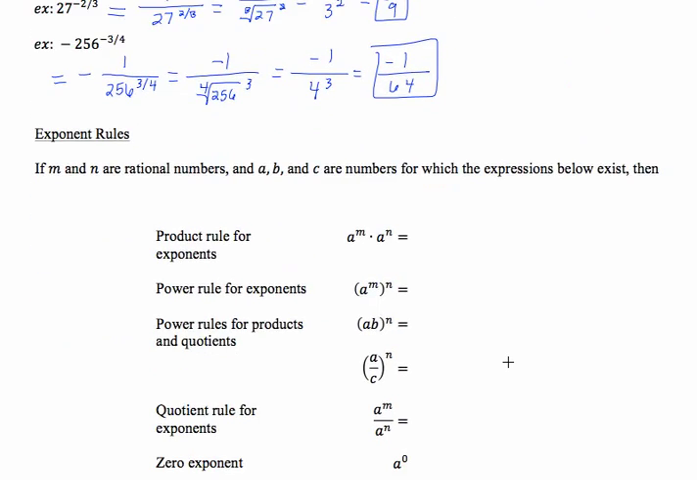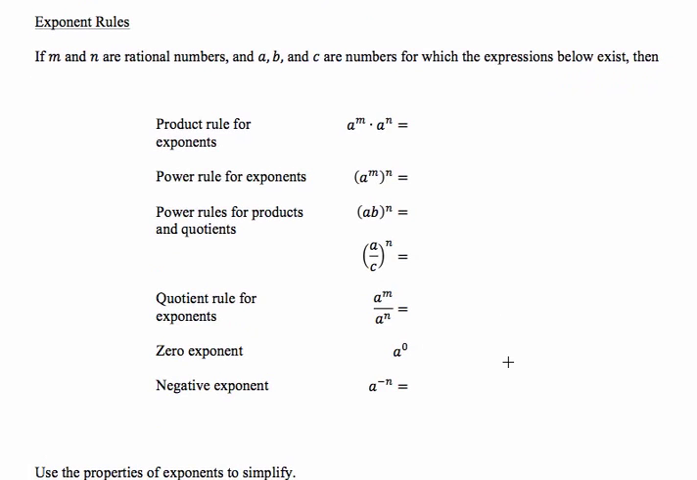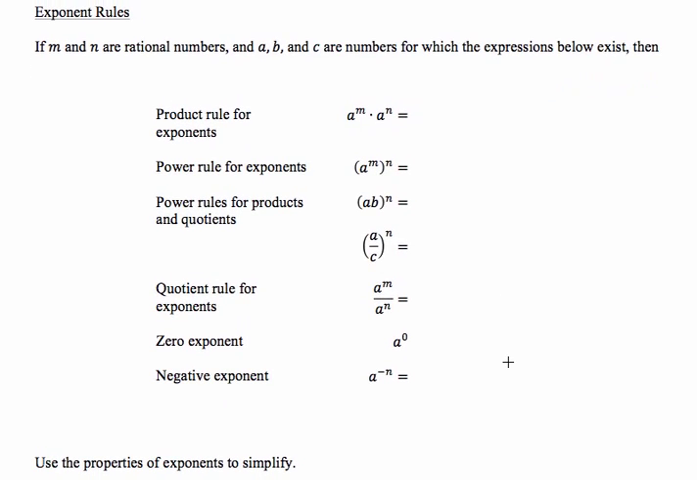Okay, let's look at exponent rules in general. There's lots of exponent rules here. Okay, if m and n are rational numbers, meaning fractions, a, b, and c are just numbers for which these things exist, basically meaning they're all real numbers.